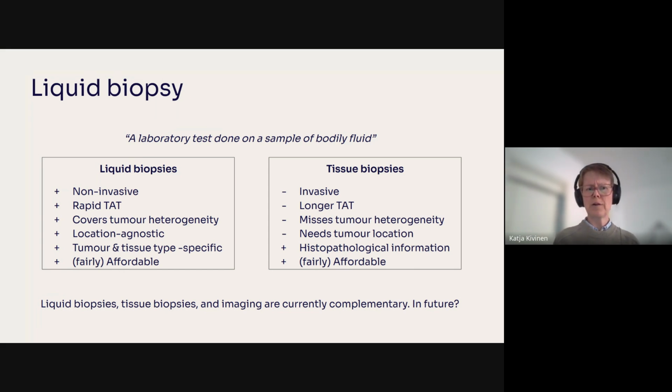And they're both fairly affordable. I say fairly because it depends on the location and the type of test you're doing. But currently, I regard liquid biopsy to be complementary to tissue biopsies and also to imaging. But in future, it may well be that we will replace some of the current biopsies and imaging as diagnostic tools with liquid biopsies because they are so easy to take and easy to use.